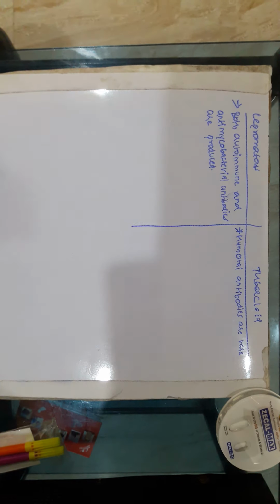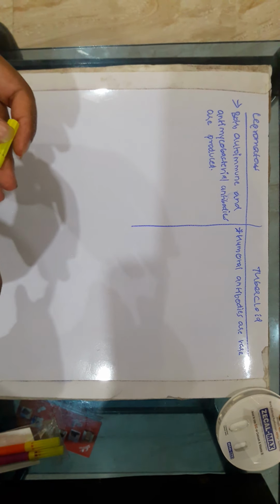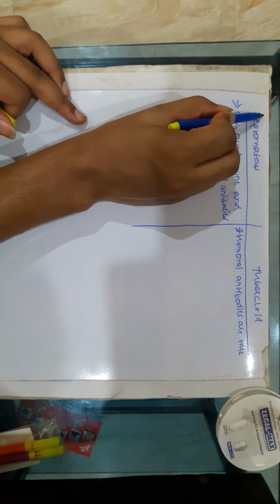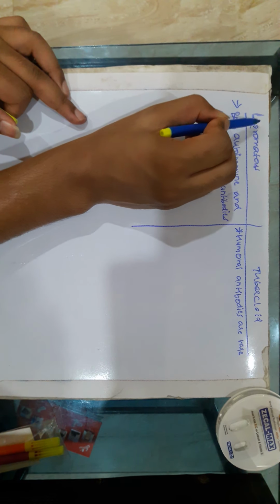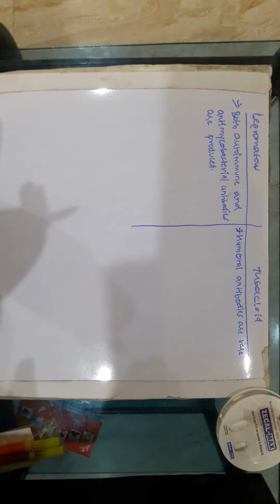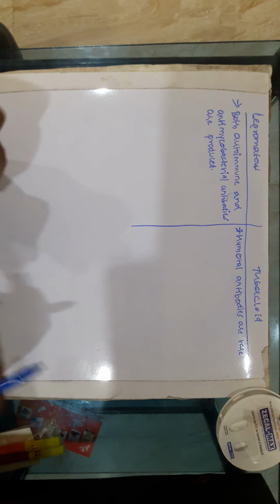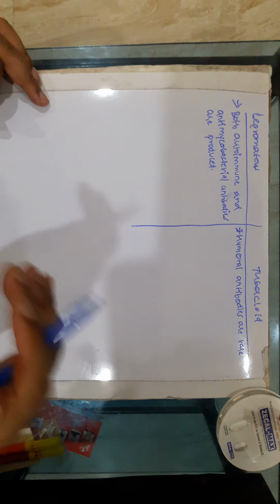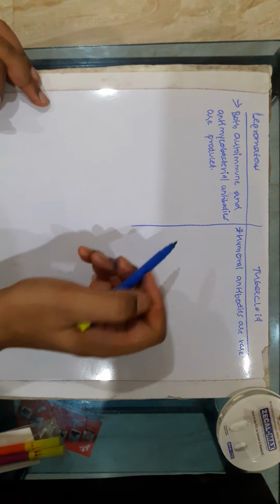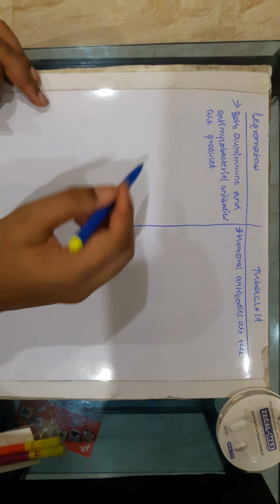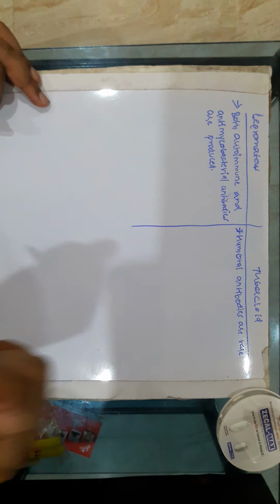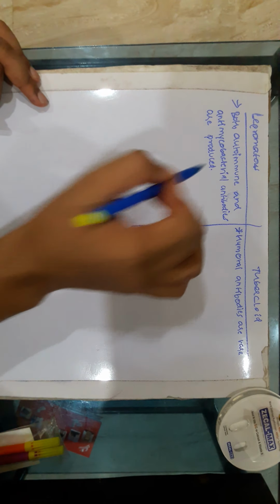Later we will discuss that in lepromatous the albumin to globulin ratio is reversed, while in tuberculoid it is not altered, it is preserved. The albumin to globulin ratio is constant, while in lepromatous it is reversed due to the high humoral response and large production of antibodies.